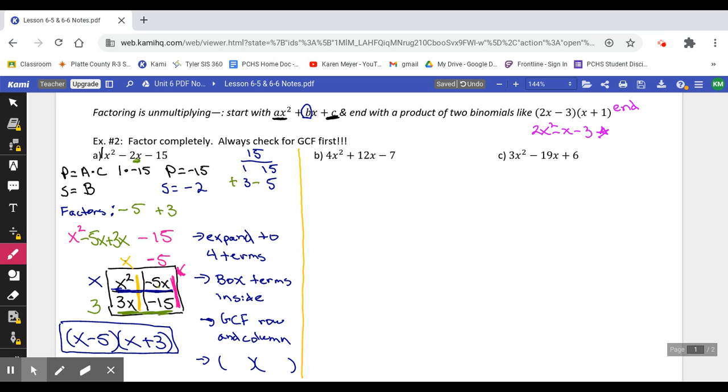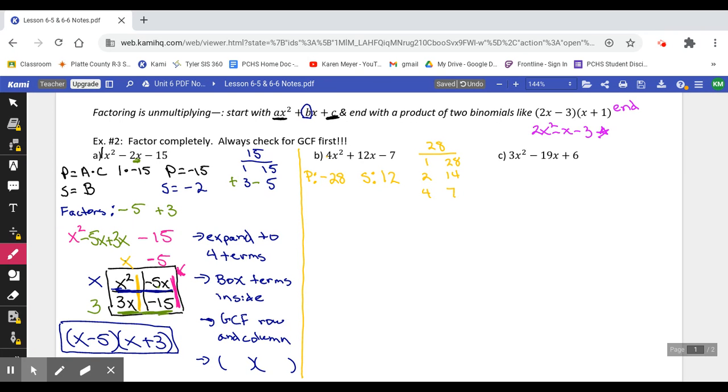All right, product. 4 times -7 is -28. Sum is the middle number, and the middle number is 12. So all the things that multiply for 28: 1 and 28, 2 and 14, 4 and 7.